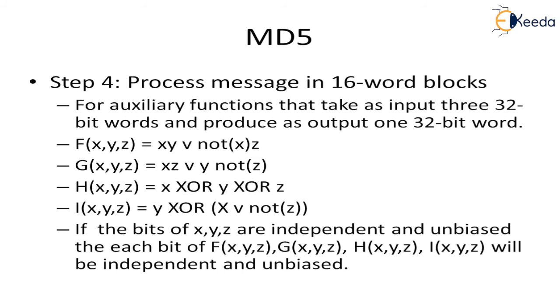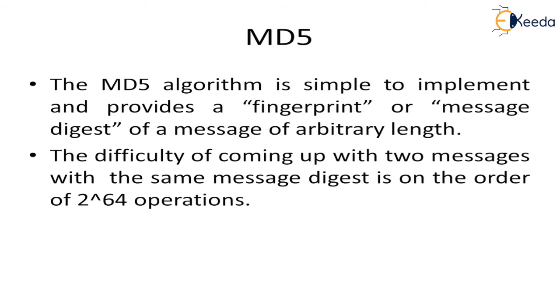Then if the bits of X, Y, Z are independent and unbiased, each bit of F, G, H, I will be independent and unbiased. So the MD5 algorithm is simple to implement and provides the fingerprint and message digest of a message of arbitrary length. The difficulty of coming up with two messages having the same message digest is on the order of 2 raised to 64 operations.